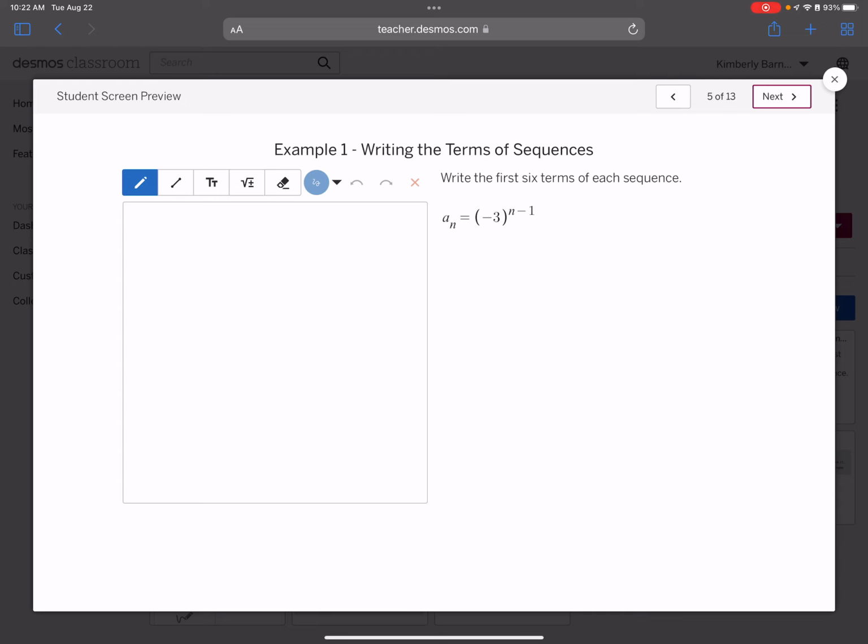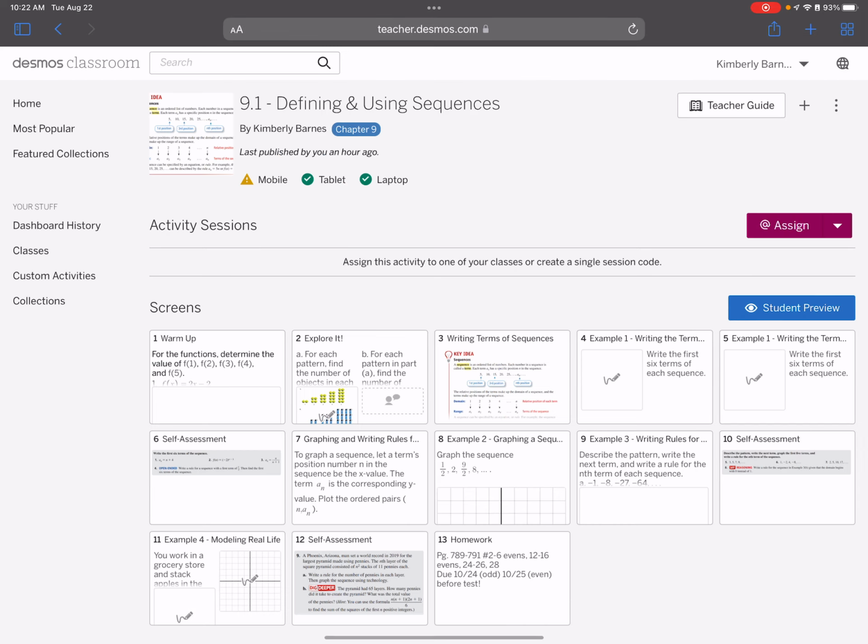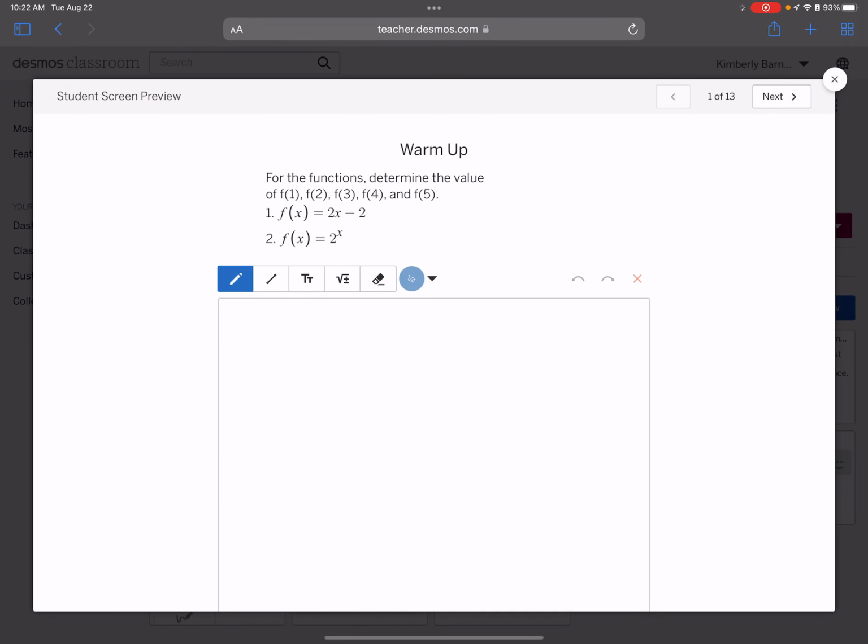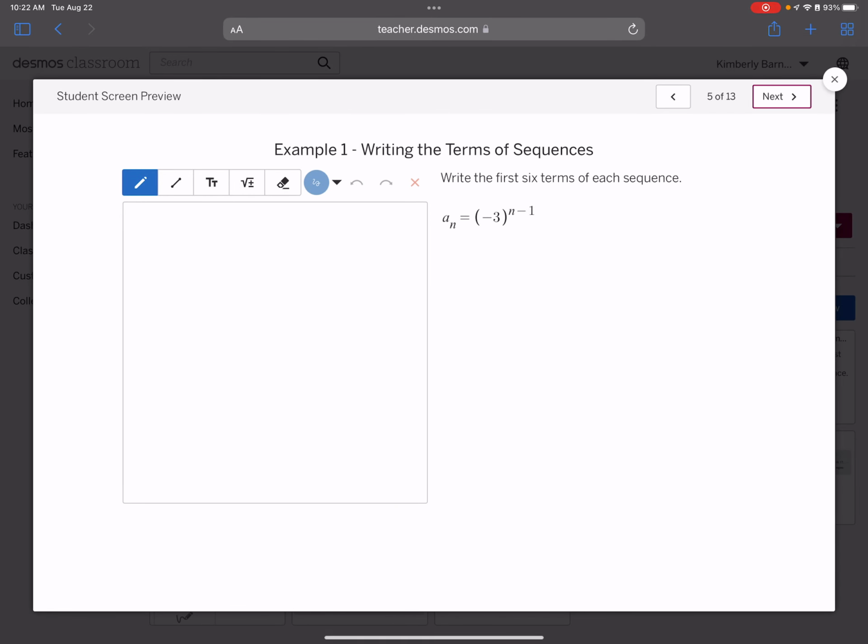All right, example 2. So we've got another sequence, a sub n equals negative 3 to the n minus 1. Again, we're just finding the first 6 terms. So a sub 1. When I plug in 1, that's negative 3 to the 1 minus 1. So that's negative 3 to the 0 power. Anything to the 0 power is 1.